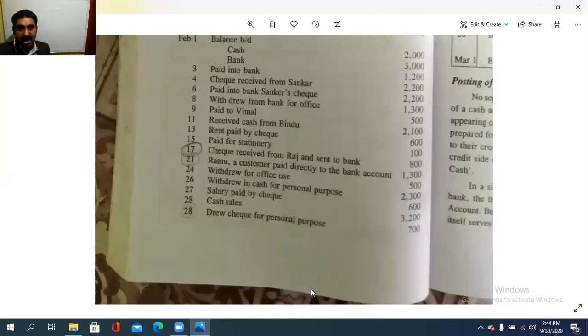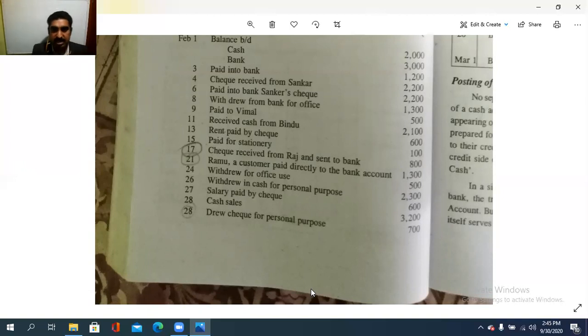Balance brought down: 2,000 for cash and bank 3,000. So both having debit balance, opening balance. Then paid into bank, check received from Shankar, paid into bank Shankar's check, withdrew from bank for office, paid to Vimal, received cash from Bindu, rent paid by check, paid for stationery, check received from Raj and sent to bank.